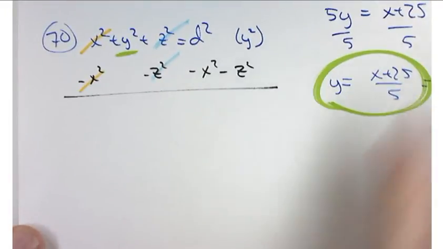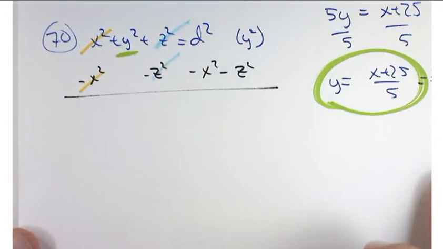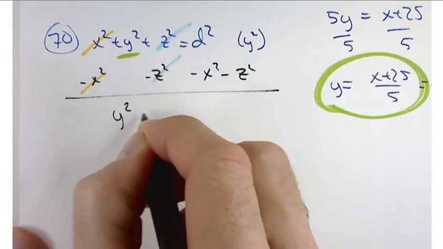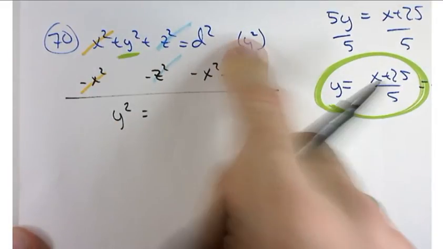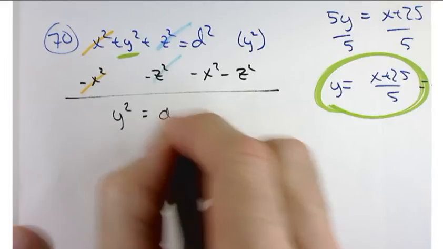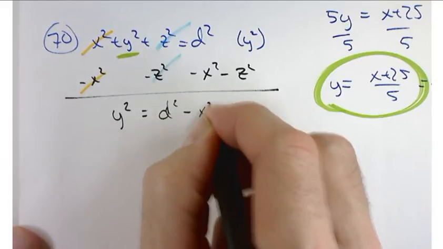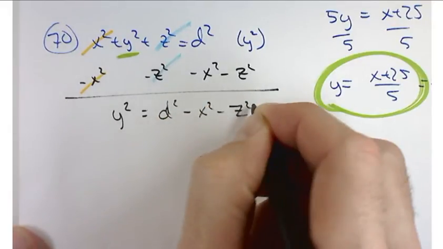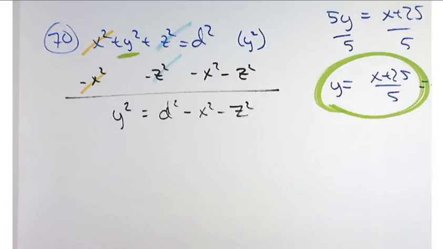What equation is left? y squared, which is what we're asked for, equals, good, d squared minus x squared minus z squared. Are we done? Yeah, cool. One and done. One step. Gotta like that one.